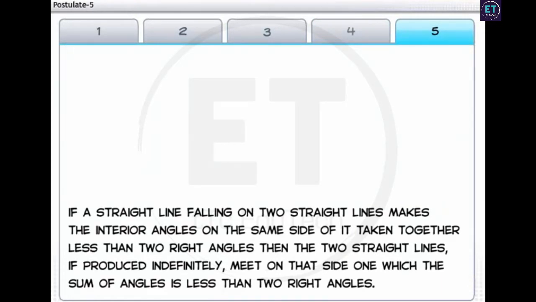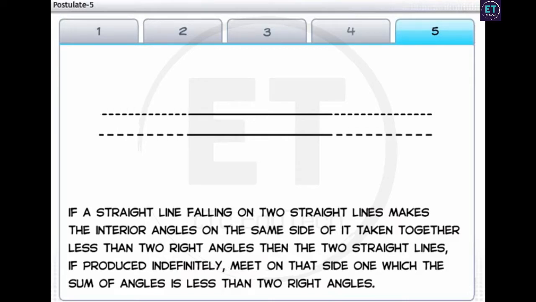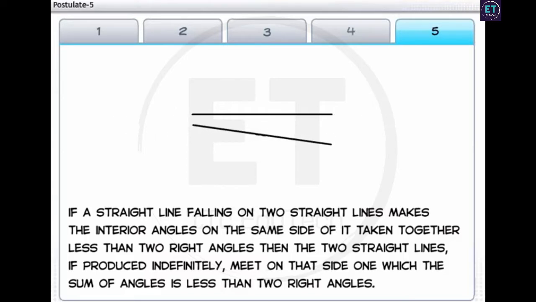Let us try to visualize the fifth postulate. This postulate is also called the parallel postulate. Consider 2 parallel lines. You know that they will never meet or intersect. 2 lines that are not parallel will intersect at some point. Here, Euclid describes an important property that helps verify whether 2 lines are parallel or not. It is done with the help of a transversal line intersecting the lines.